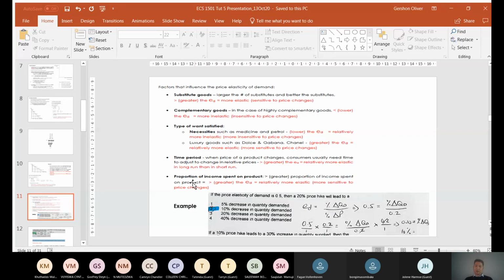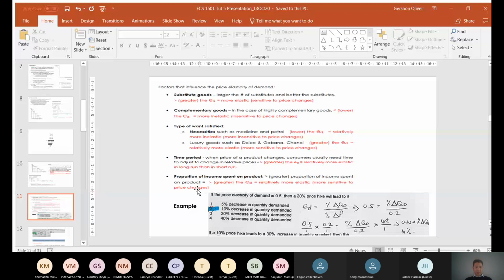In the case of the time period, when the price of a product changes, the consumer usually needs time to adjust to changes in the relative prices. In other words, the greater the price elasticity of demand. From 5 to 10 or to 50, I'm using silly examples, but the key thing is I'm trying to highlight to you the greater the price elasticity of demand. It is relatively more elastic in the long run than in the short run.